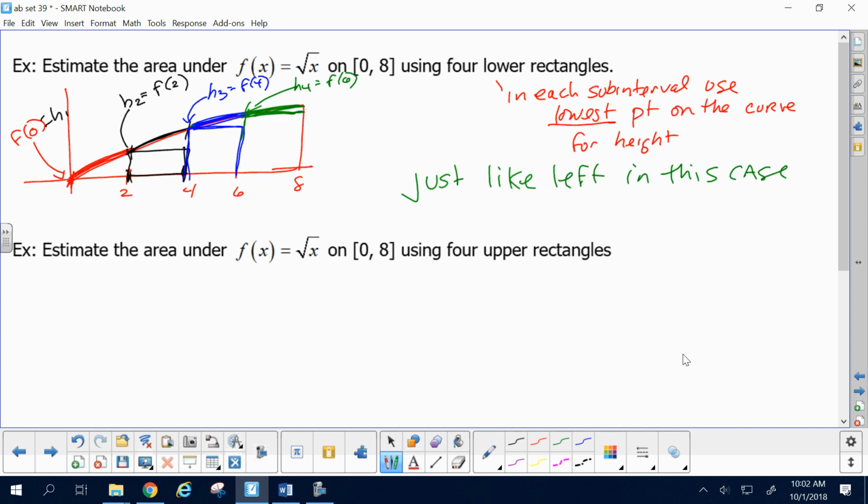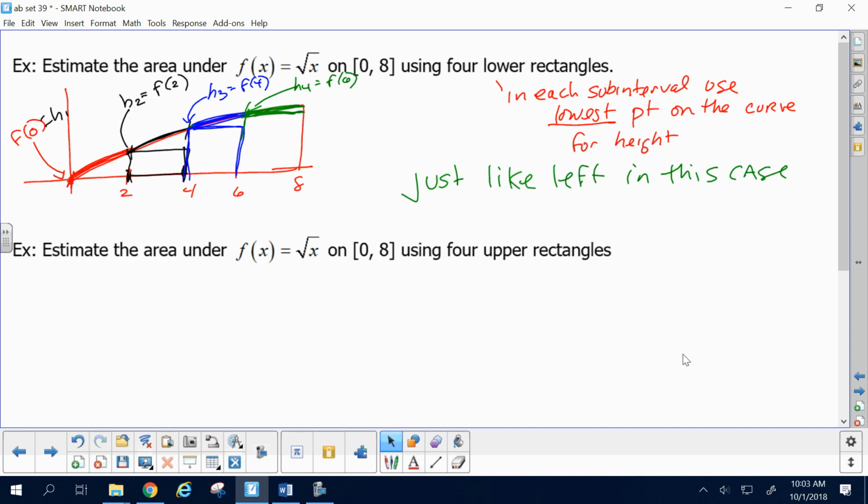Let me do a little doodle over here just so you understand how they could not be the same. Imagine if a curve looked like this. Okay, 1 to 2. If I did two left-hand rectangles, where would my first height be? From 0 to 1, I would use the left-hand endpoint, so my first height would be f at 0. And then from 1 to 2, if I use the left-hand endpoint, my second height would be f at 1. Okay? That would be left-hand.